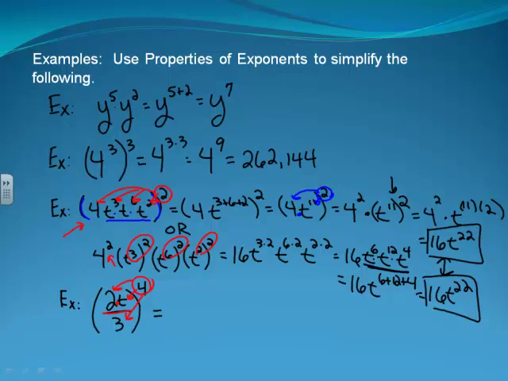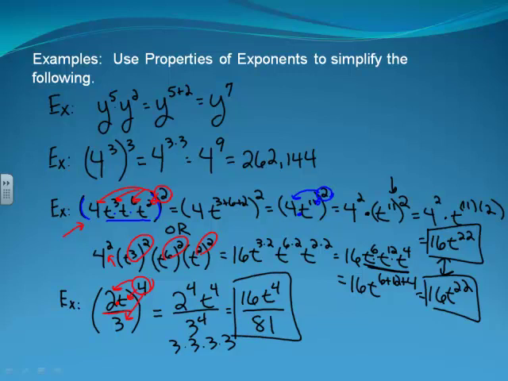So that would give you 2 to the 4th t to the 4th over 3 to the 4th. Clean that up. 2 to the 4th: 2 times 2 times 2 times 2 would be 2 times 2 is 4, times 2 is 8, times another 2 is 16. T to the 4th, not much you can do with that, so we'll just leave it. 3 to the 4th is 3 times 3 times 3 times 3. 3 times 3 is 9, times 3 is 27, times another 3 is 81. And there's your simplified answer there.